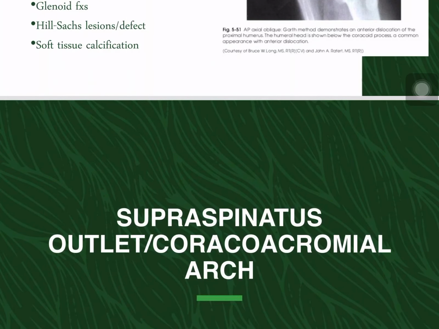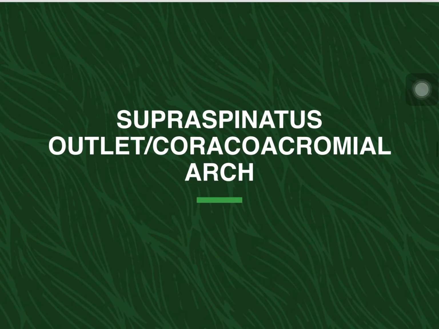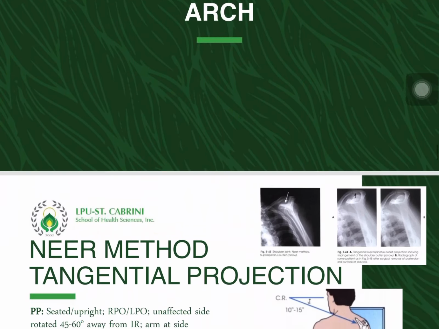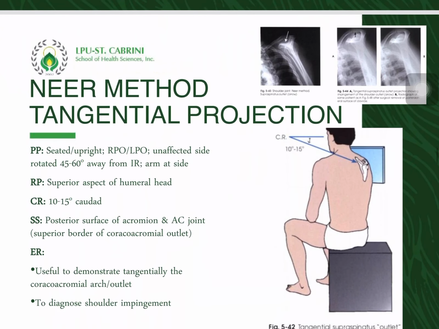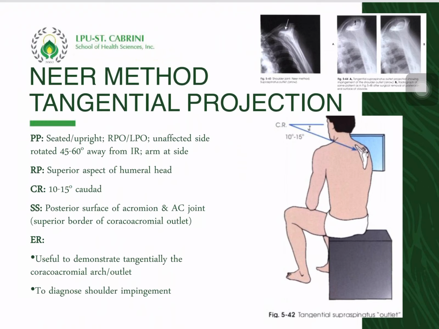So the next projection is for the supraspinatus outlet, or what we also call as coracoacromial arc. It is found as the area above the crest of spine of the scapula, and it gives origin to the supraspinatus muscle. So first we have here the Neer method, tangential projection. It is used to demonstrate the coracoacromial arc tangentially and used to diagnose shoulder impingement.